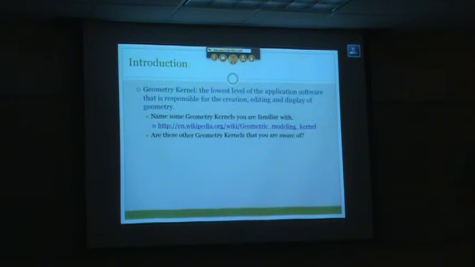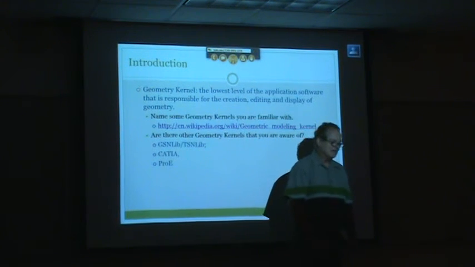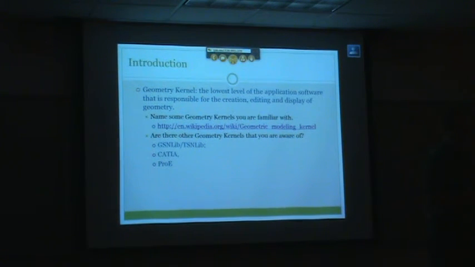ACIS is another very popular kernel. It is an underlying kernel to a lot of analysis tools. So you can find that inside of ANSYS, and inside of some of the other analysis tools out there. But the things that we're not thinking about are GSNlib and TSNlib. Those kernels are used largely inside of universities. It's a kernel that is fairly cheap, and lots of universities license that kernel and use it to develop research code.